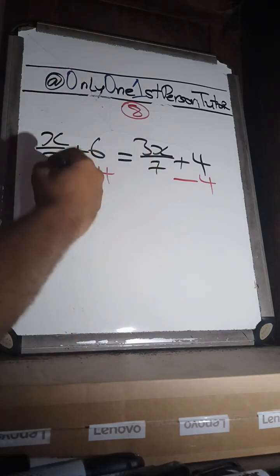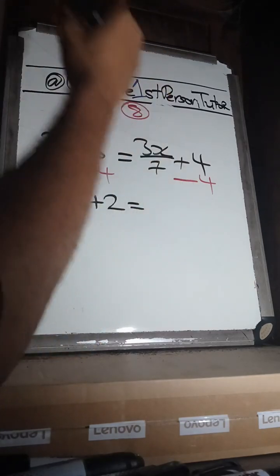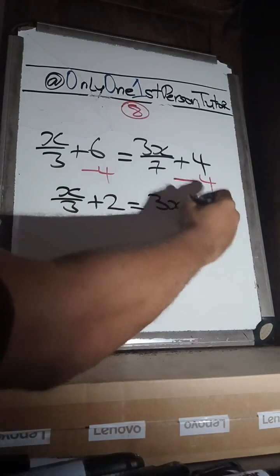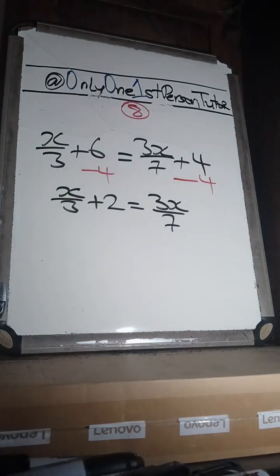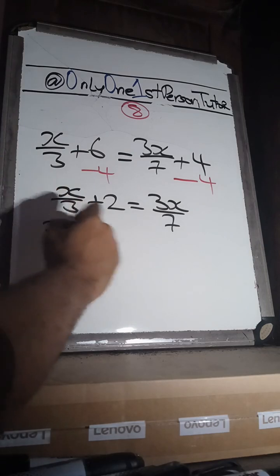So now I will have x over 3 plus 2 is equal to 3x over 7. Now let's make sure that everything worked out the way it was supposed to. 6 minus 4 is 2. 4 minus 4 is 0, 0 plus that. Right? Okay, that's good. It still is going to end up with a minus 2. Right? If we minus 3x over 7 from both sides, we end up with this.